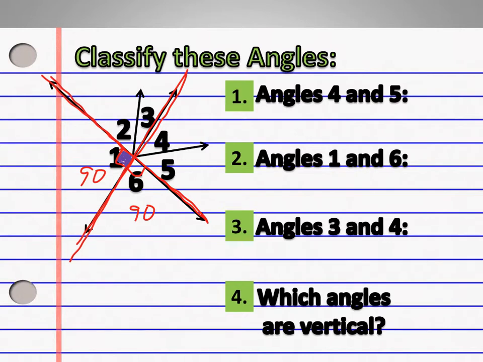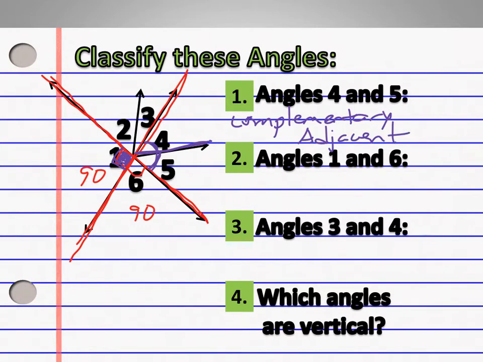angle 4 and 5 are vertical to angle 1. They're across from each other, so that means they also add up to 90 degrees. When 2 angles add up to 90 degrees, that means they are complementary, and spell it correctly. Now they're also next to each other and they share this ray, so they are also adjacent to each other.